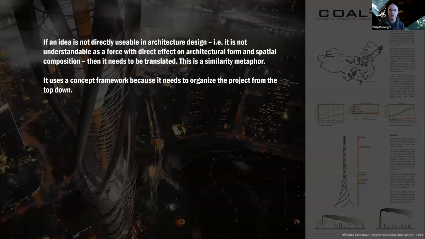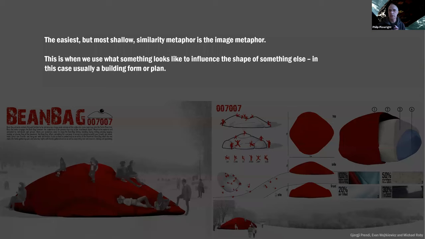And so what we actually do is use what are called similarity metaphors to do these translations. That is a way of connecting information from one domain of knowledge to another domain of knowledge. And we have two types of similarity metaphors. The first one's a visual metaphor, an image metaphor. And these are easy. This is the knee-jerk reaction. Everybody knows how to do this. We make one thing look like something else.